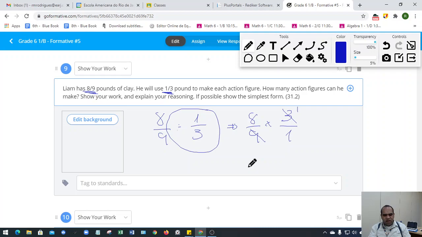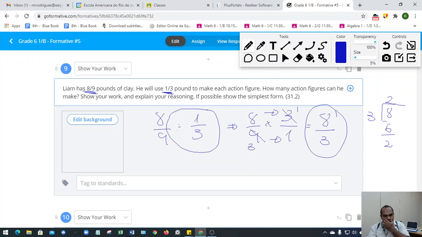3 is 1 and 3. I multiply straight across, 8 times 1 is 8. 3 times 1 is 3. How many? 8/3. Let me check it out here. Right now, my improper fraction or my mixed number. 8 and 3, I can do it. How many times does 3 go into 8? It is 2. 2 times 3 is 6. And I have 2 over here. My whole number is 2. My numerator is 2 and my denominator is 3.